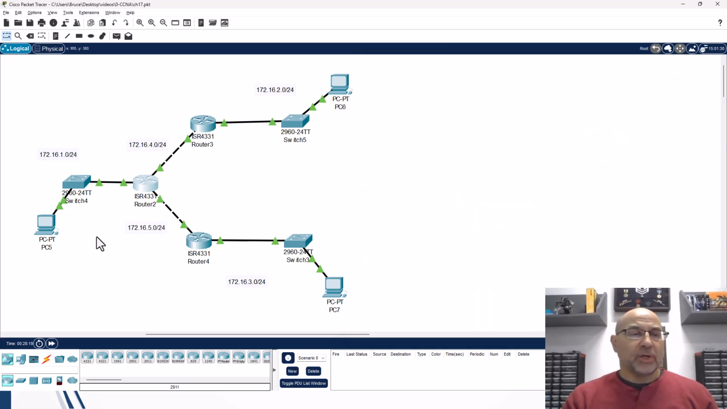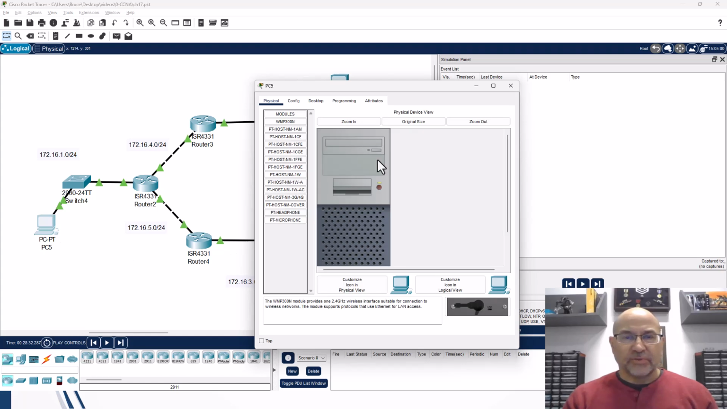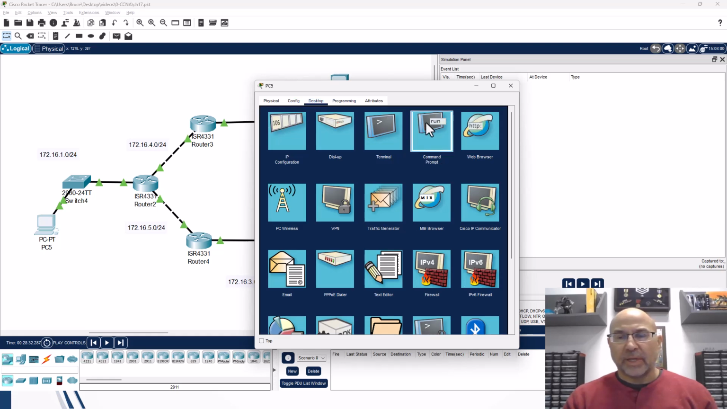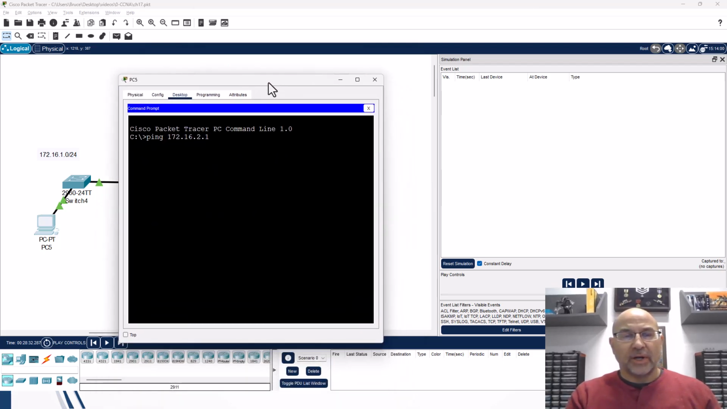We'll run our simulation here. All that I'm going to do is, from PC 5, ping, and the destination doesn't even have to exist for this to work. We're just going to take a look at how the routers interact. So I'm going to ping 172.16.2.1. Okay, so there's a node out there, but again, it's what goes on in between the routers that we care about.